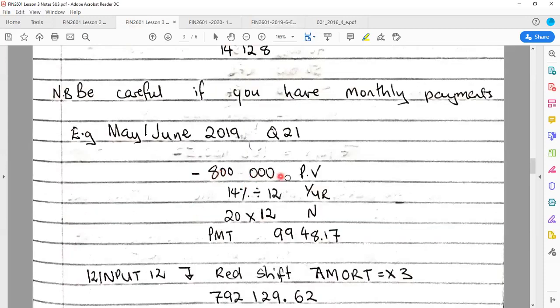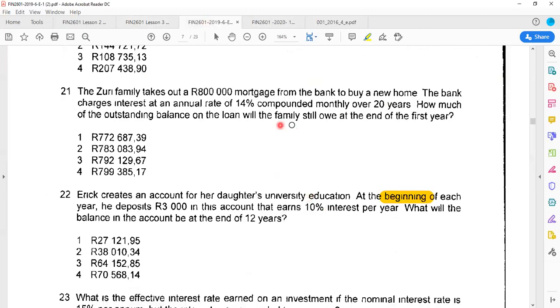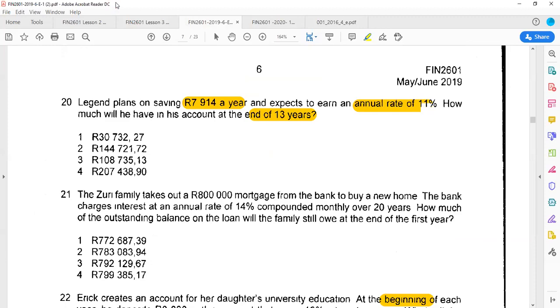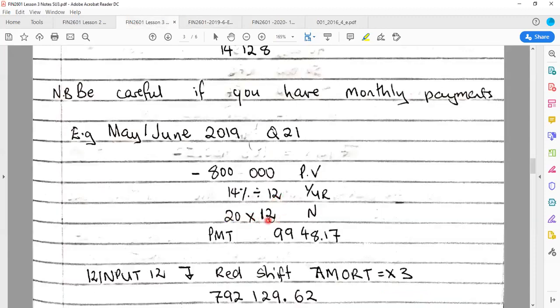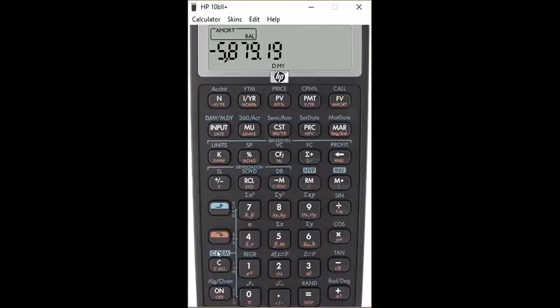So the amount borrowed is 800,000. That's a negative PV. Our interest is 14% divided by 12 because it's compounded monthly. 20 by 12 is n. Then we calculate our PMT, right? Let's just do that. We clear, then 800,000. Always put your PV as a negative, okay? 14 divided by 12 is our interest. 20 by 12 is our N, and we get a PMT of 9,948.